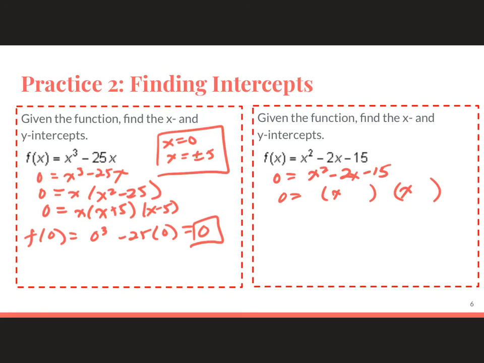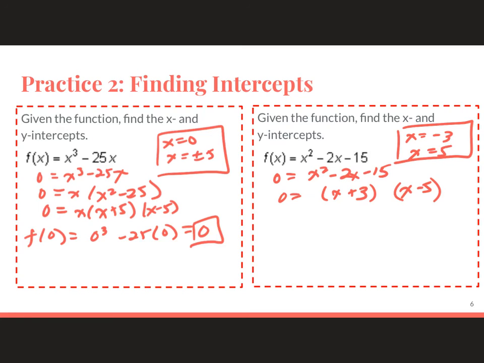I'm multiplying to -15, adding up to -2, so that tells me I'm probably going to need to do -5 and +3, right? -5 times +3 multiplies to -15, adds up to -2. Looks like we're in business. And now I can just do zero product property, right? So I can set x plus 3 equal to 0, and I get x equals -3. I can set x minus 5 equal to 0, and then get x equals +5. And these are going to be my x-intercepts.